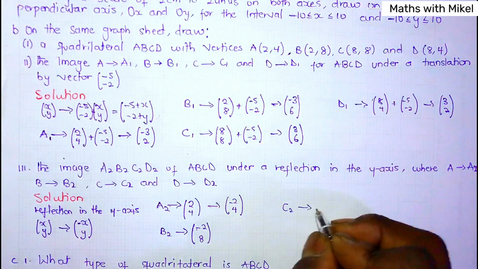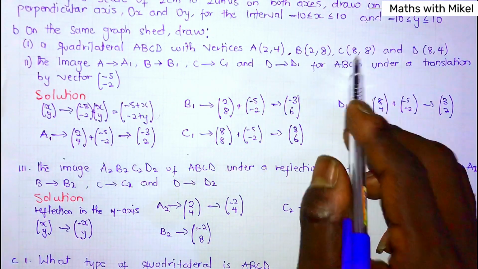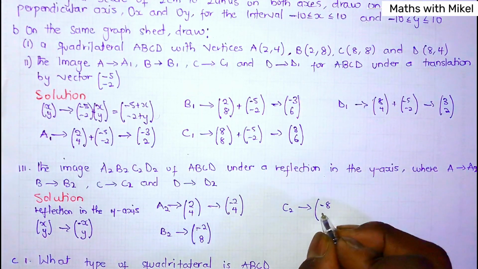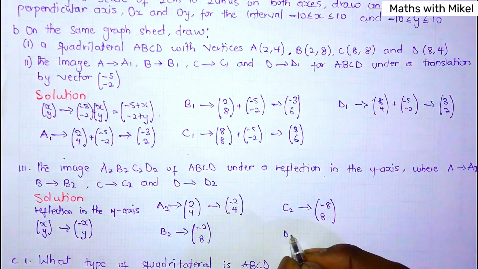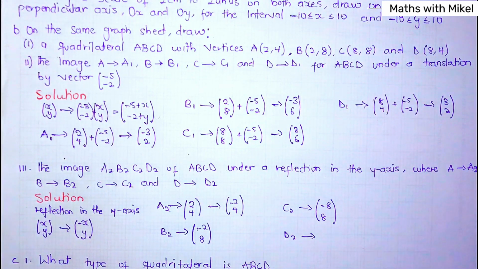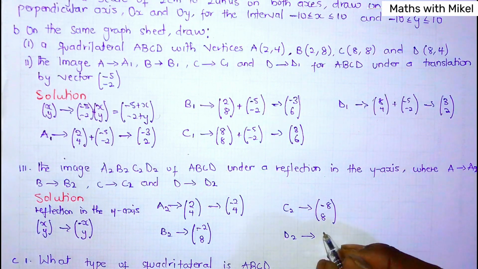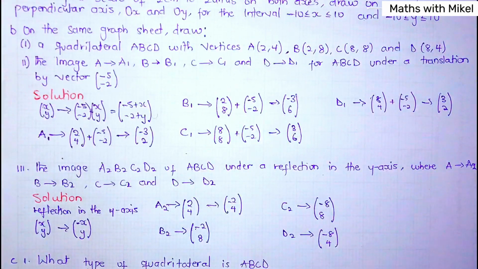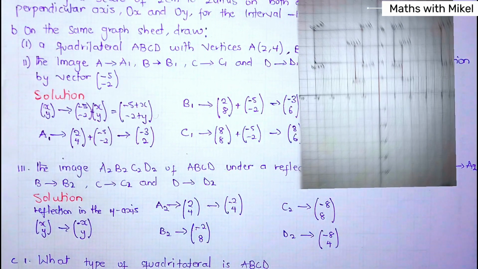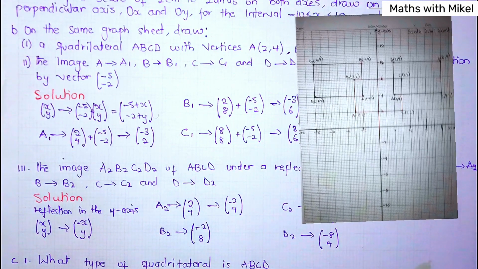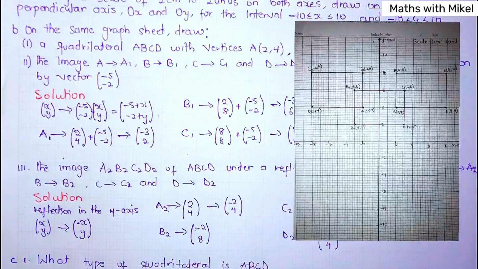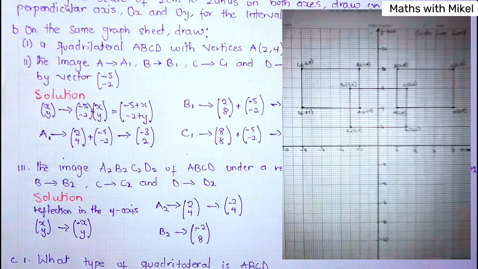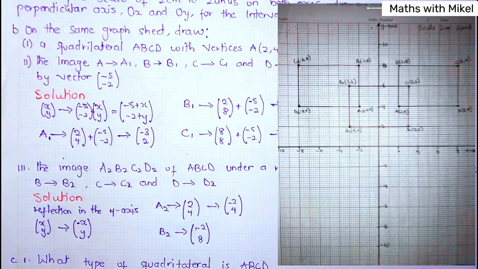C2, so (8, 8) is going to be (-8, 8). D2, you have (8, 4). So we negate the x, we get (-8, 4). So after doing this, you plot the points A2, B2, C2, D2 on our graph sheet. And after doing that, we are getting what I have here. So that's the picture. Now let's move on to the C.